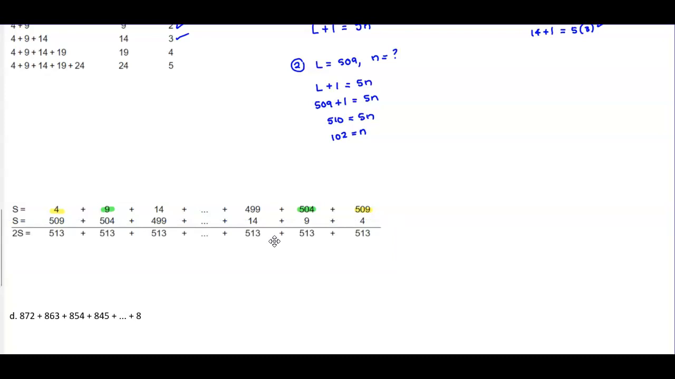So what does that give us for each value? Well, S plus S is 2S. 509 plus 4 is 513. 504 plus 9 is 513, and so on. So, what does that tell us in step number 3? Well, since there are 102 terms, we know that n is equal to 102.